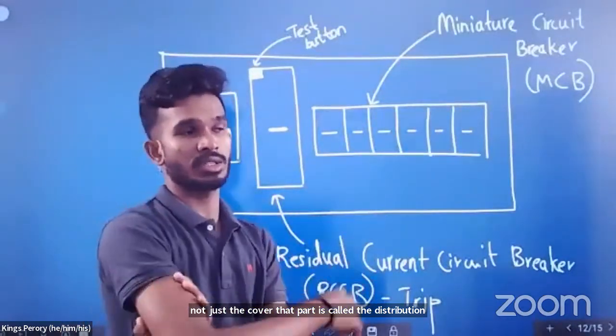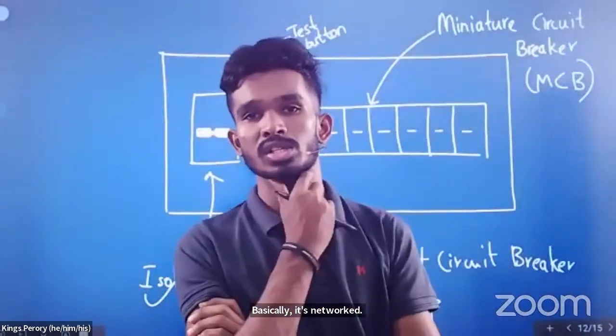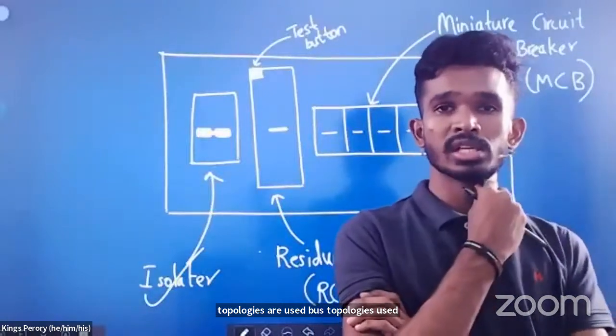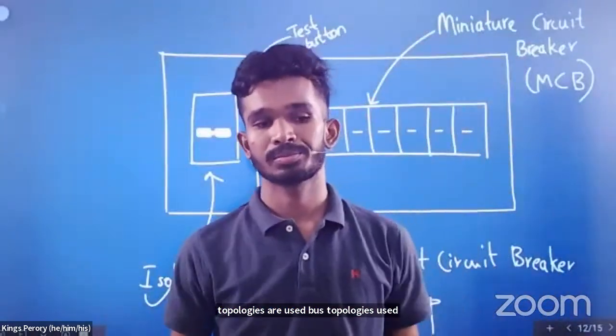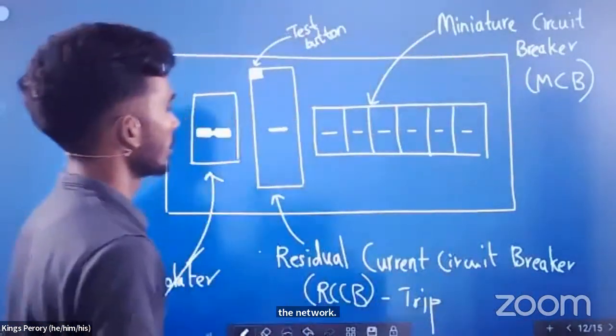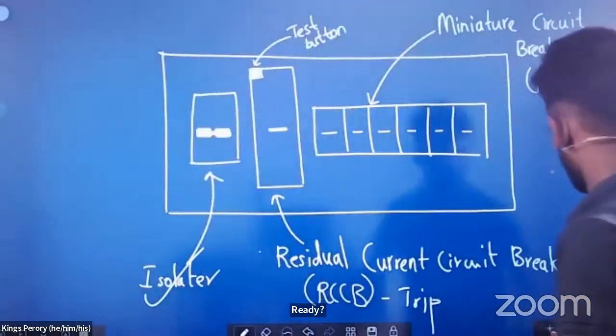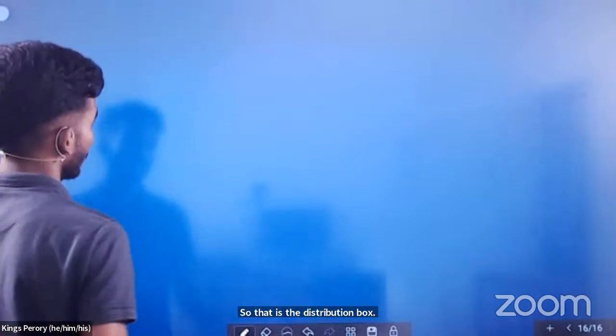Basically, it's networked. Topologies are used. Bus topology is used. Ring topology is used. Like that, different topologies are used. They network. Right? So that is the distribution box. From the distribution box, there are wires going.